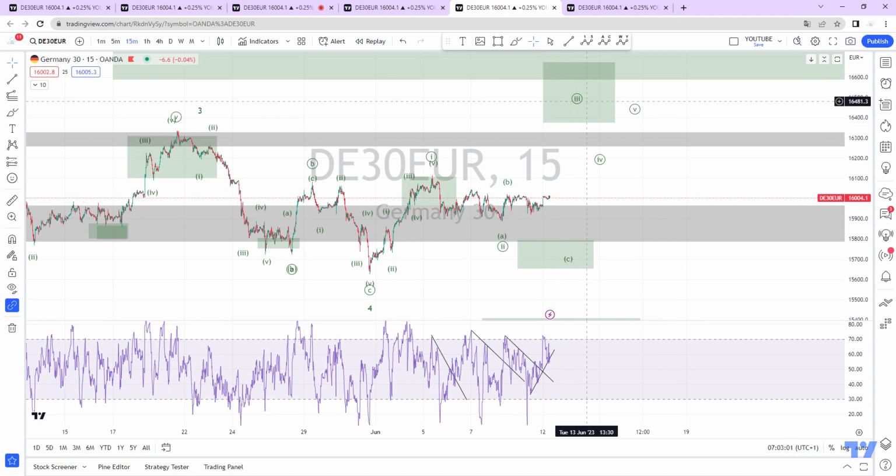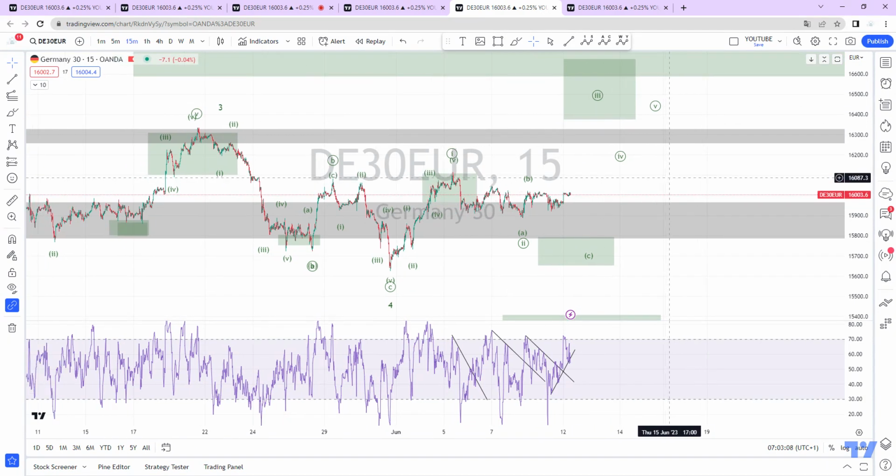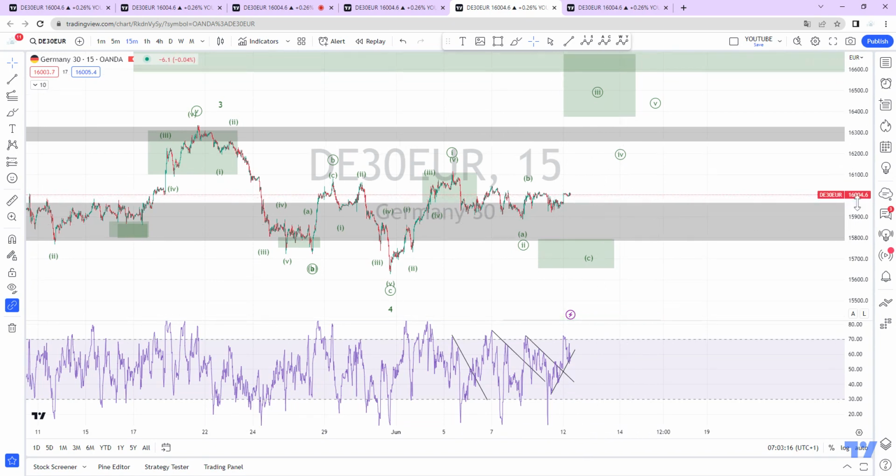5 waves up that end with divergence. So this is actually the only trade I see for now. Not much price action. So if there is no price action, there are also no trades.